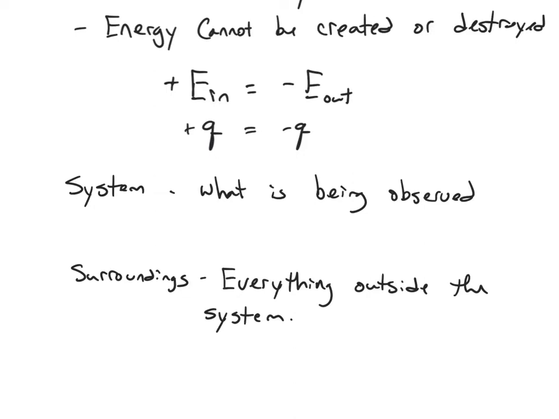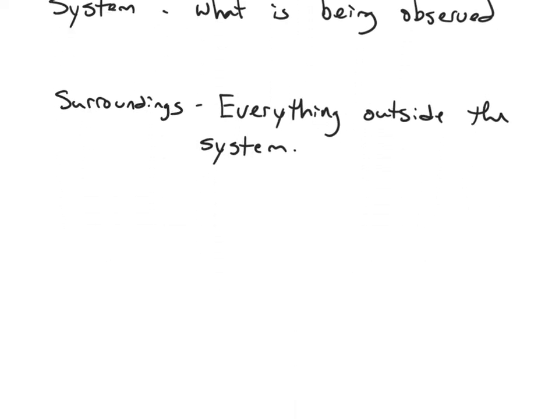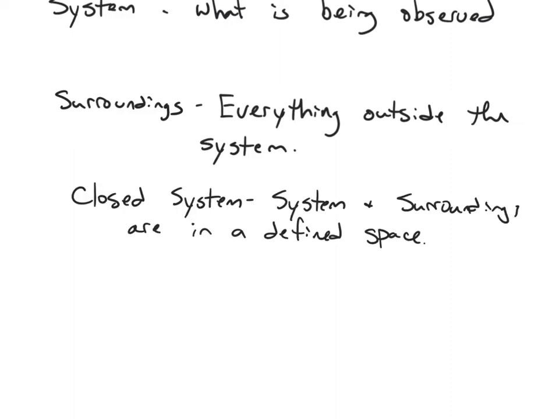Now, oftentimes we talk about surroundings and system in a closed setting or an open setting. A closed system is when the system and surroundings are staying in a defined space. Maybe an example is a gas state chemical reaction happening in a sealed container, or even a precipitation reaction happening in the aqueous solution that the reaction is mixed together in. And so the system would be the reaction itself and the surroundings are the liquid.